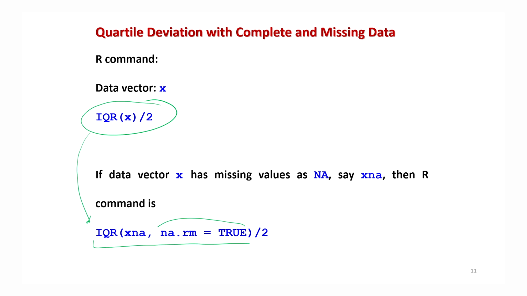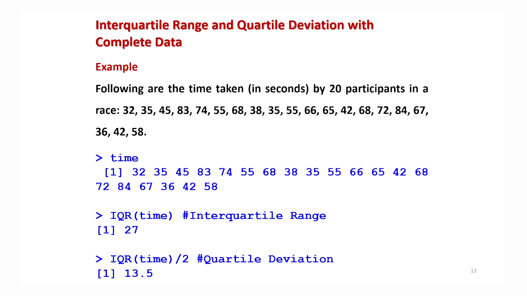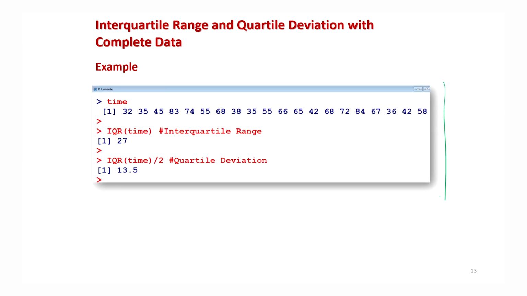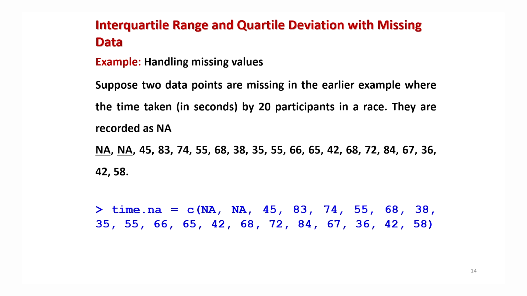So this way you can very easily modify the expression for the quartile deviation from the complete case to the missing data case, right. So for example, if I take the same example of time, then the interquartile range of time comes out to be 27, and the quartile deviation is 27 divided by 2, which is 13.5. Now in case you take missing values, I take the same data set as I did earlier, and the first two values are converted into NA. This is my data set time.na. All the data values are the same except the first two values, which are now NA.